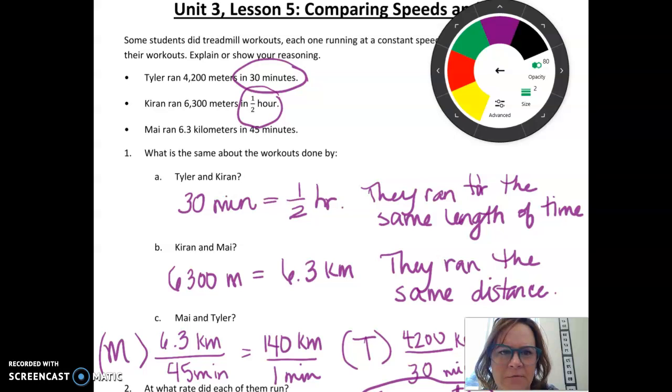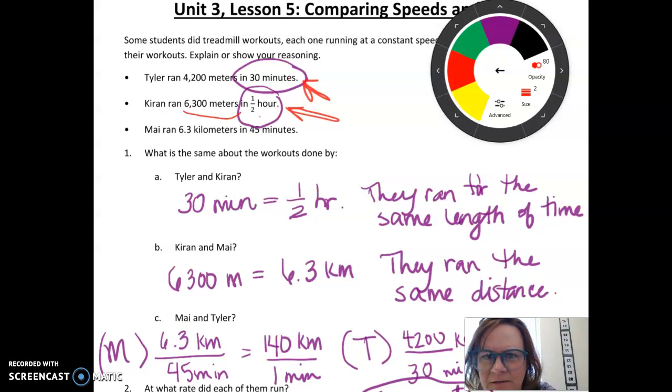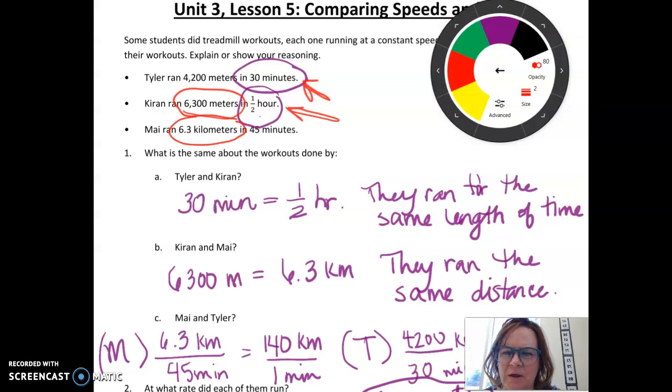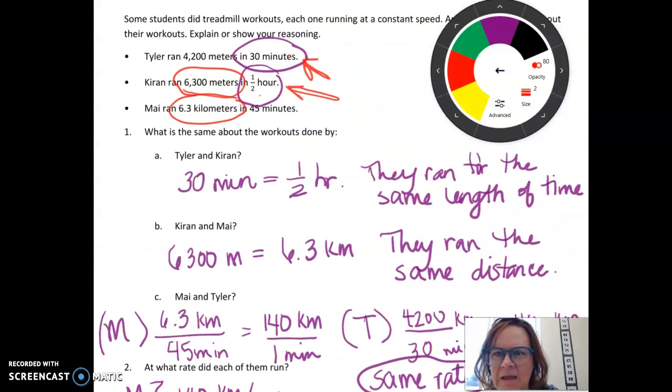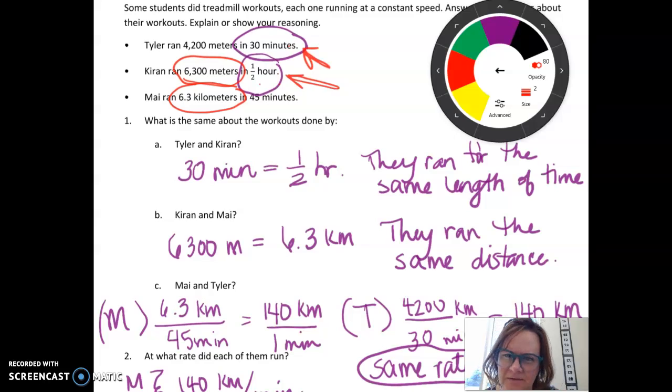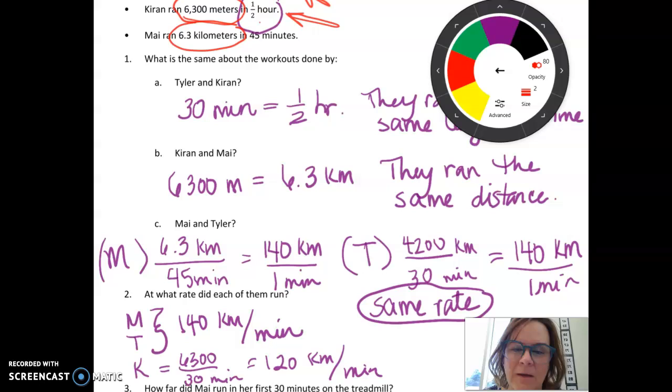Well, I noticed right off the bat that Tyler and Kieran both ran for 30 minutes because a half an hour is 30 minutes. So they both ran the same length of time. I also noticed that Kieran and Mai ran the same distance because 6,300 meters is the same as 6.3 or 6 3/10 kilometers. So they both ran the same distance. And then Mai and Tyler, since they didn't run the same distance and they didn't run the same time, I wanted to check and see if they ran the same rate.